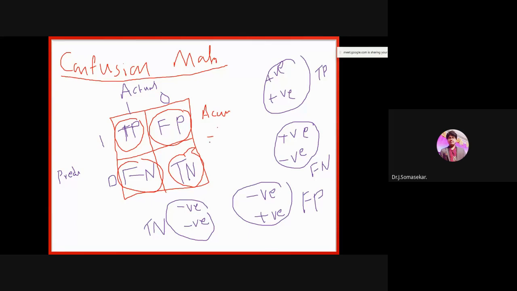True positive plus true negative, that means the diagonal, divided by the sum of all values: true positive plus true negative plus false positive and so on. The sum of all the entries is the denominator, and the sum of the principal diagonal is the numerator. That is called accuracy. Suppose accuracy is 0.98, then the model is 98% accurate. If the accuracy is 0.6, then it is 60% accurate. That is the meaning here.